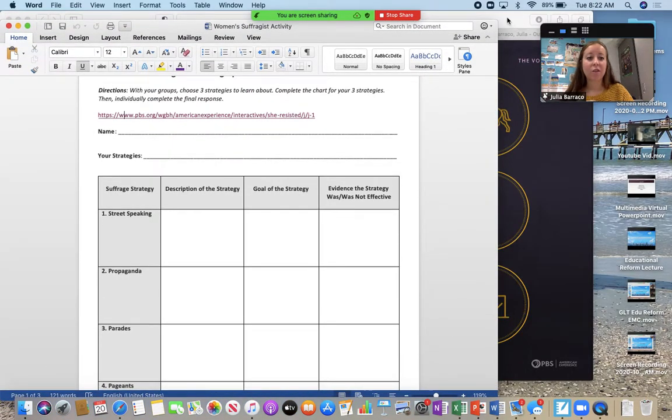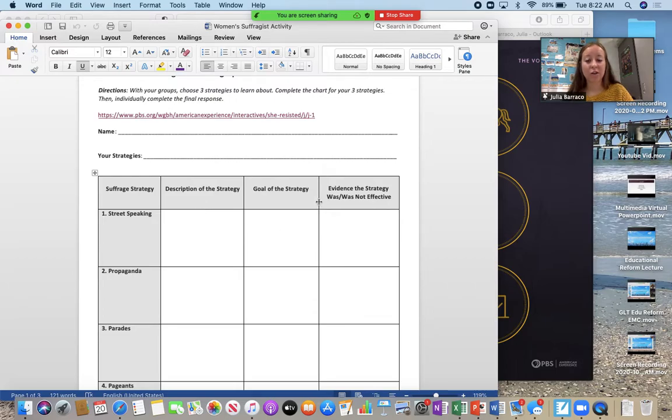Okay. So we're going to go to the website now, and the first strategy that we're going to do together as a class, I'm going to go through quickly to give you more time to work, but I just want you to see how to use the website and what to do. So we're looking for a description of the strategy, and I don't just want street speaking or speaking in the street. I want like 2 to 3 bullet points or sentences explaining the strategy more so.